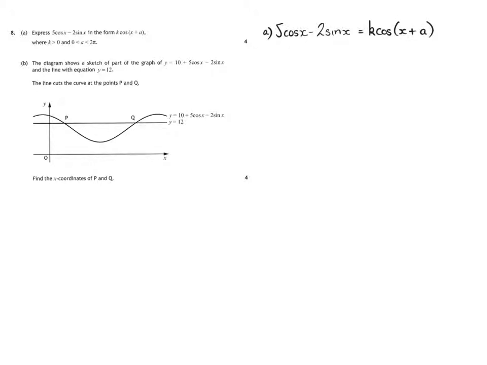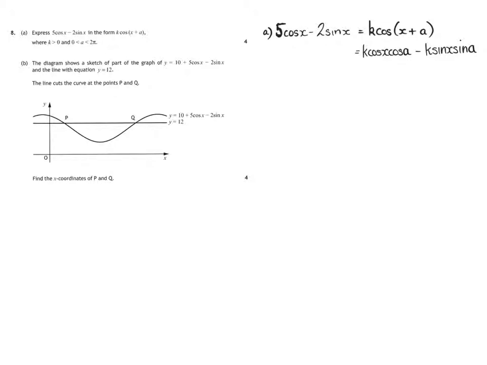So when we multiply this out, we would get k cos x cos a minus k sin x sin a. Okay, so that's just from your formula sheet. You don't need to remember those, right? So this weird looking 5 up here that I'm just fixing.